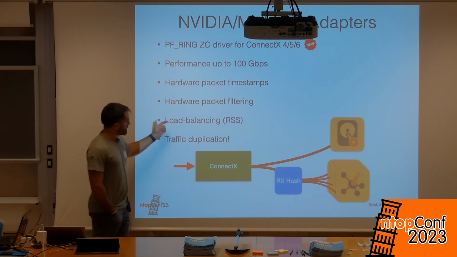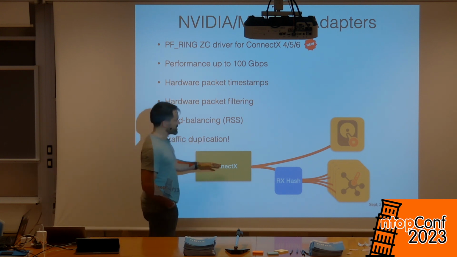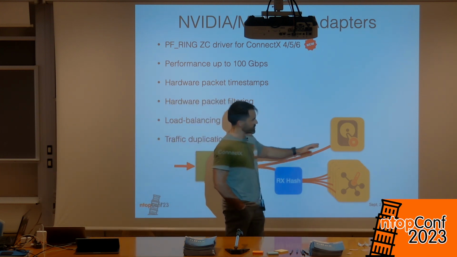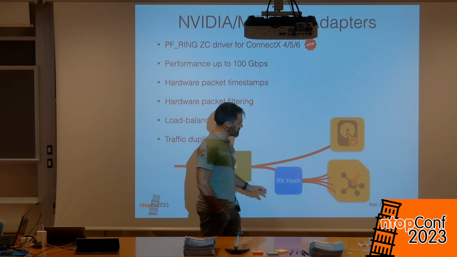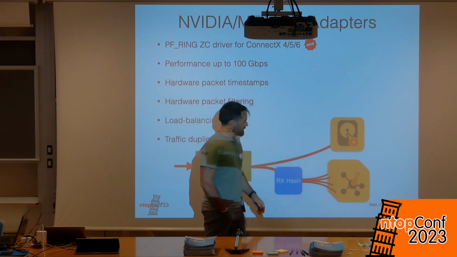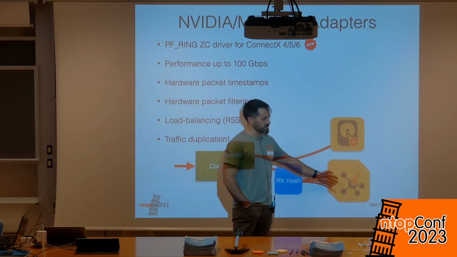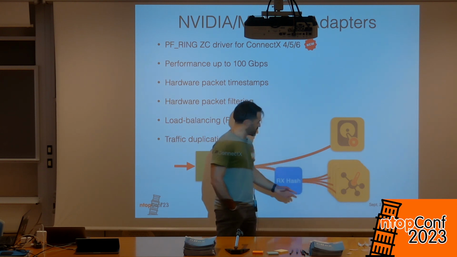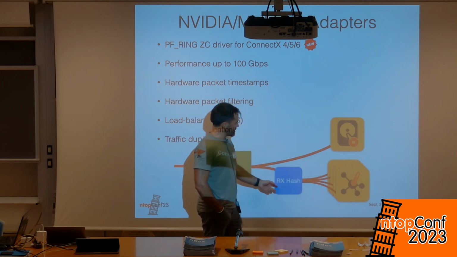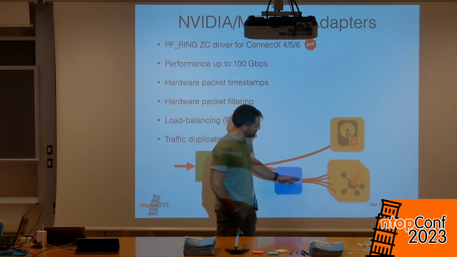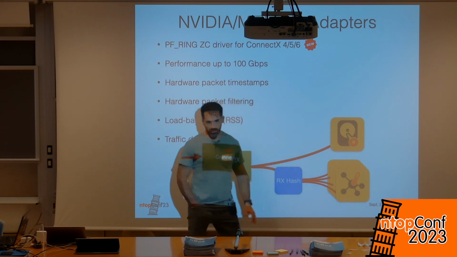They can do load balancing and traffic duplication. So we can say, I want to send the same traffic to this for recording and to a probe for analysis. And if I want to scale with the performance of 100 gigabit, for instance, I can run multiple instances of a probe and use this offload to hash the packets and distribute the load to multiple application instances.